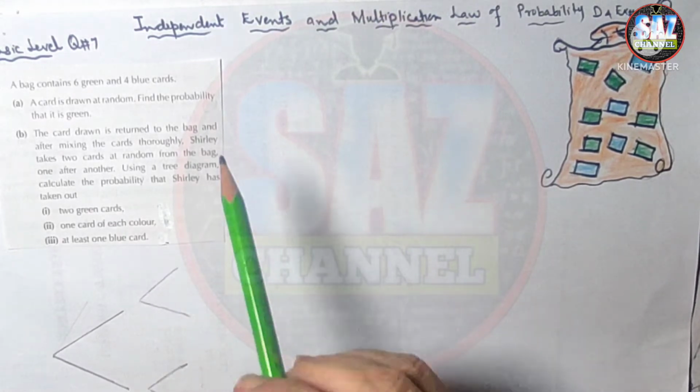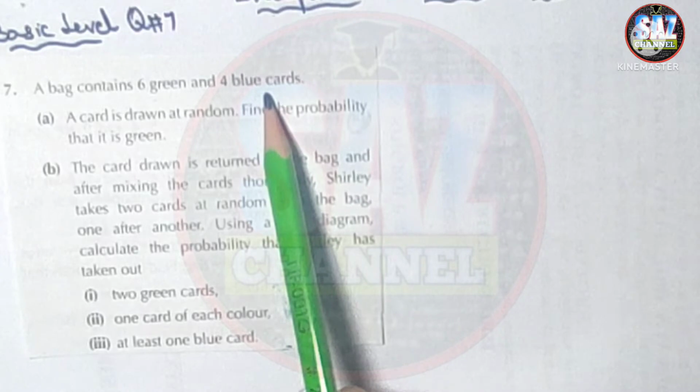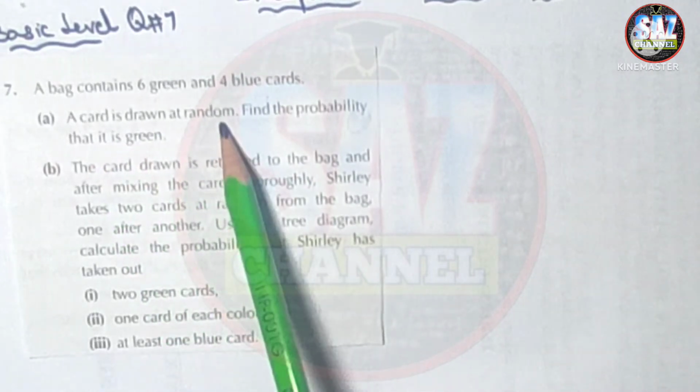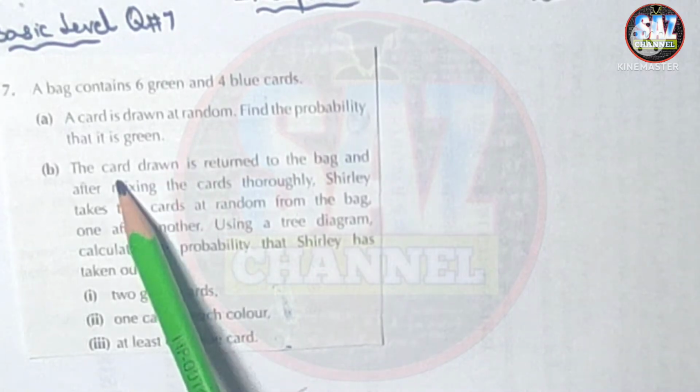Question 7 says a bag contains 6 green and 4 blue cards. A card is drawn at random. Find the probability that it is green. The second part says the card drawn is returned to the bag. This is an important sentence that we have to notice and underline.